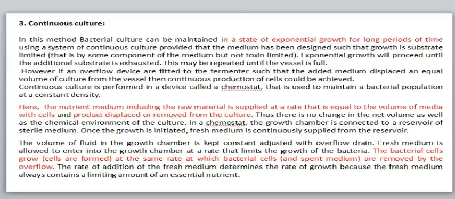sterilized. Now the third one is the continuous culture. Continuous culture, as the name indicates, is where the bacterial culture is maintained in the exponential growth phase for a long period of time.